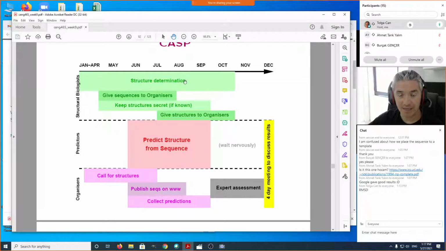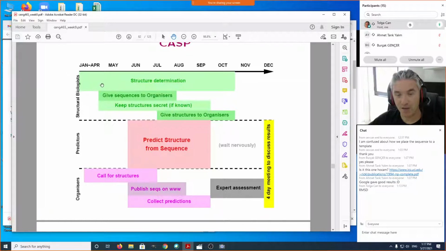So, they determine the structure of a novel protein, the structure of which is not deposited in the Protein Data Bank yet. So this is the very difficult part. It takes many months to get these secret structures, whose sequences are given to the organizers, and then they give the structures to the organizers too.